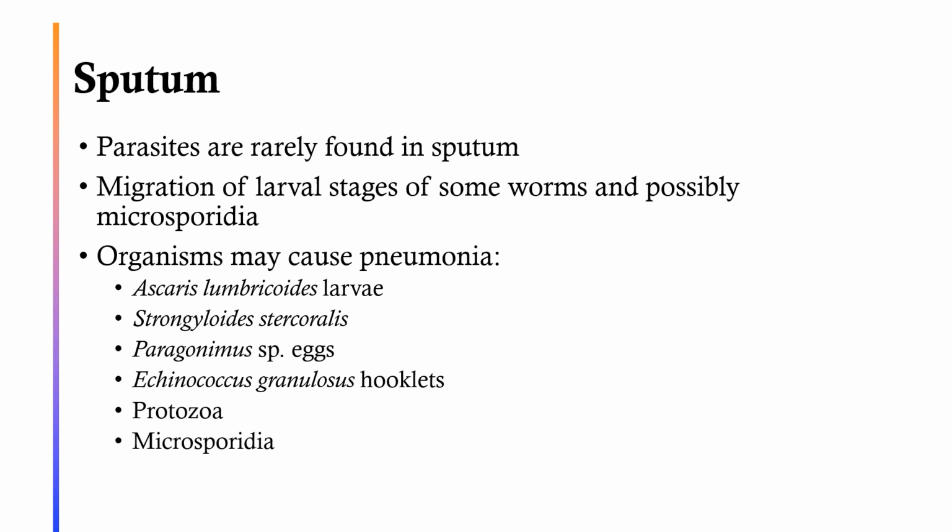As far as sputum goes, a lot of the times parasites are rarely found within sputum, but there are some worms that have migratory larval stages, and some microsporidia can be seen in the lungs as well. So some organisms would include Ascaris lumbricoides, Strongyloides, Paragonimus. This is actually one of the most preferred specimens for Paragonimus eggs, just because of the life cycle of this organism. We might see some Echinococcus hooklets, protozoa, and microsporidia as well.